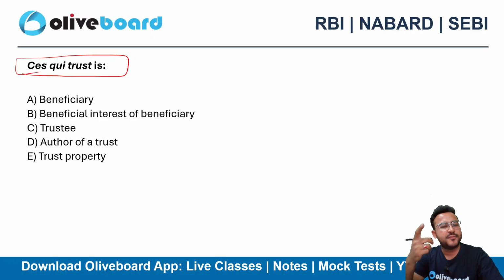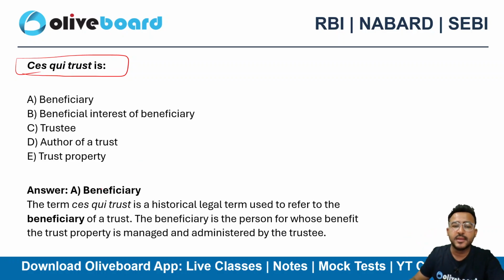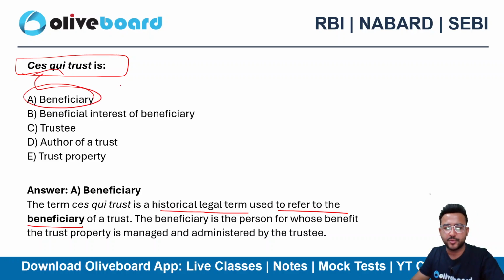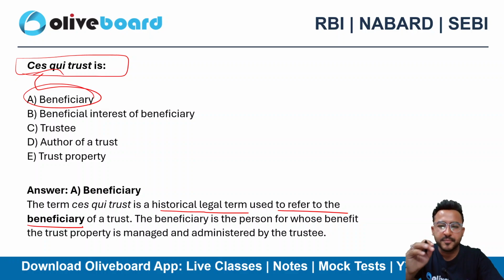Is it related to the beneficial interest of the beneficiary, trustee, author of the trust, or trust property? The correct answer is beneficiary. The term is a historical legal term used to refer to the beneficiaries. So this is nothing but a synonym of beneficiaries only. You must be aware of this particular term. It can come directly in the examination as it is.